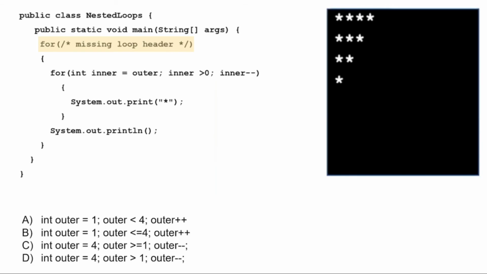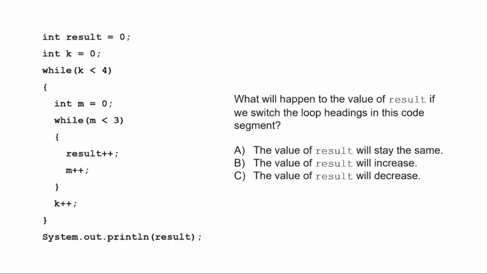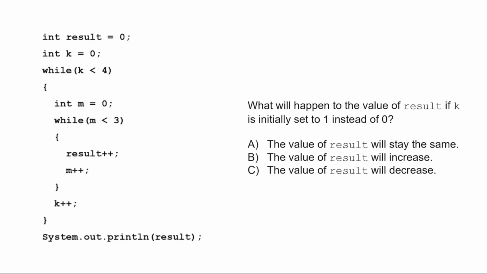Try solving this exercise. Now try this exercise. What will happen to the value of results if we switch the loop headings in this code segment? Now try this exercise. What will happen to the value of results if k is initially set to 1 instead of 0?